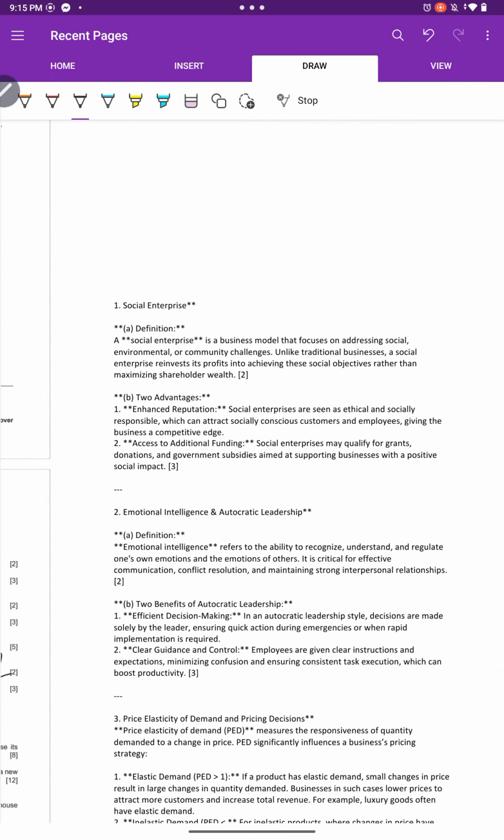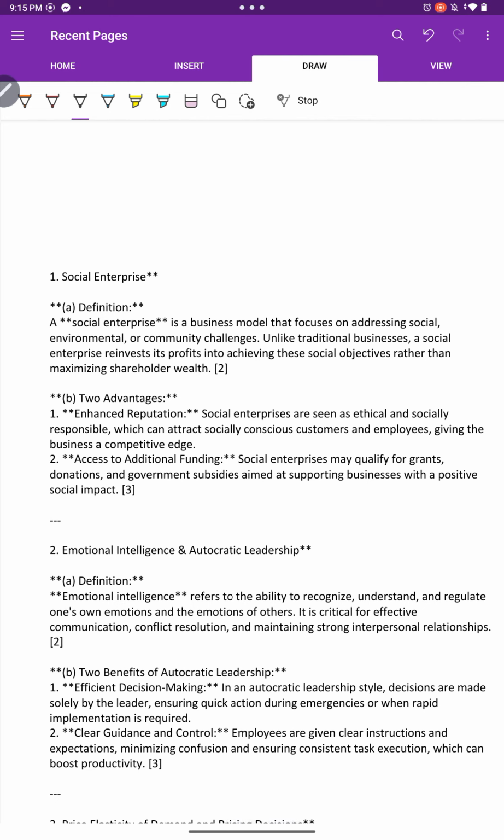Okay, so now let's read the questions. For the first question, we first have to write a definition of what a social enterprise is. A social enterprise is a business model that focuses on addressing social, environmental, or community challenges. Unlike traditional businesses, a social enterprise reinvests its profit into achieving these social objectives rather than maximizing shareholder wealth. And the first advantage is that it will enhance the reputation.